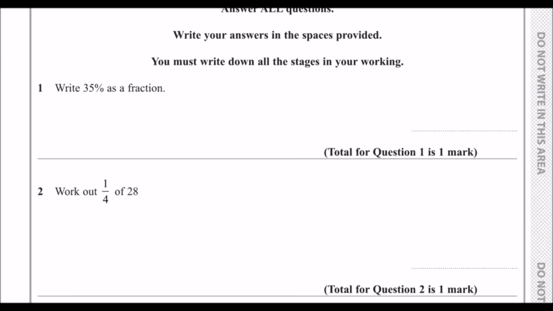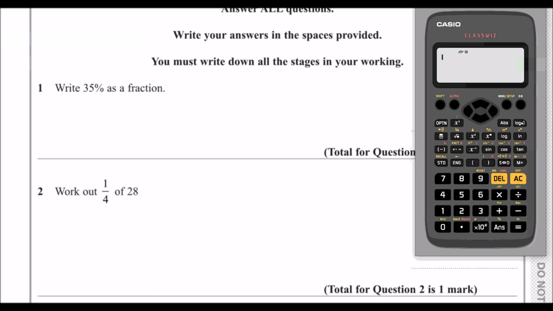Question 1 says write 35% as a fraction. Percent means out of 100. 35% as a fraction is 35 hundredths. We could also use the calculator for this question.